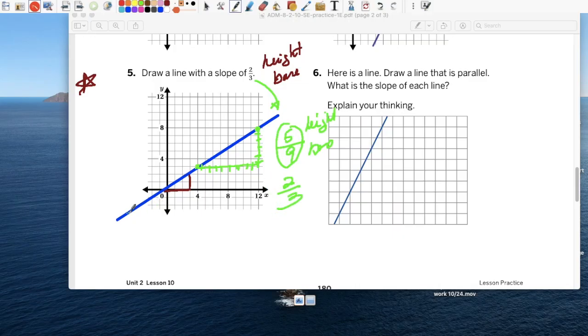So any triangle that you create with any 2 points that are on the line, so let's say you take this point, I'm not going to do it, this point here and this point, and you created a triangle and you did height over base, guess what your slope is going to be? 2/3.